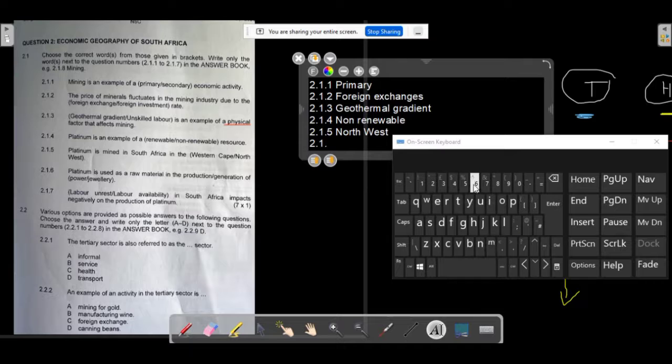2.1.6, platinum is used as a raw material in the production or generation of power or jewelry. Jewelry. Okay, we use coal in power.